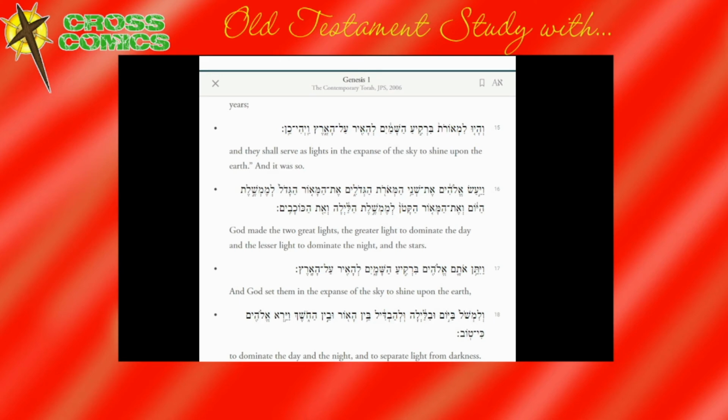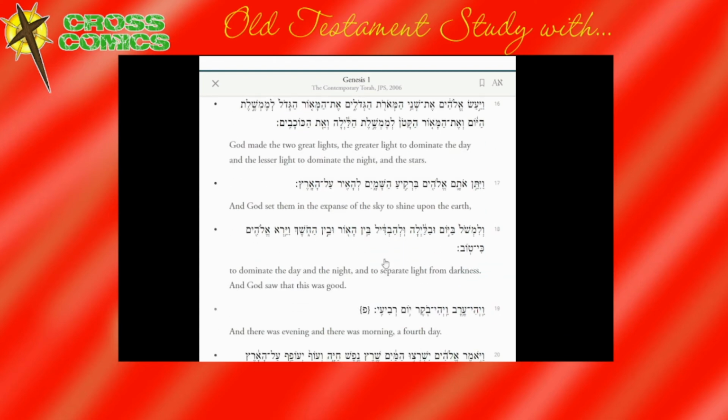See, I'm flirting with the idea of going into 120 because I know we have read. Let me read verse 17. V'tein otam Elohim b'rakia hashemayim l'ir al haaretz, and God set them in the expanse of the sky to shine upon the earth. So part of their job is to shine upon the earth. V'limshol b'yom u'v'layla ulhavdil ben ha'or uvein hahoshech v'yar Elohim ki tov, to dominate the day and the night and to separate light from darkness. And God saw that it was good. There was evening and there was morning, a fourth day.